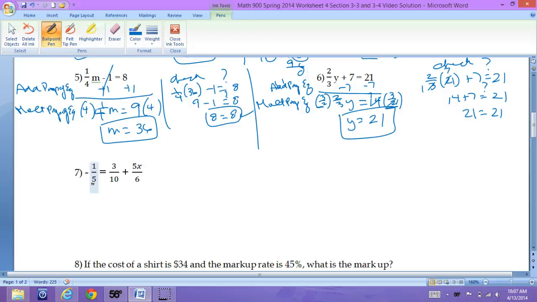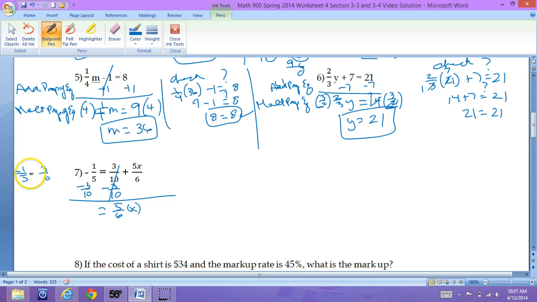So if it's too confusing for you to start with the property, what you should start doing is just isolating the variable before you use the multiplication property. So we're going to move 3/10 to the other side, and we're going to create that zero pair on the right hand side because we have positive 3/10 and negative 3/10, and that makes a zero pair, and I'm left with 5/6x. And then I have negative 1/5 and negative 3/10.